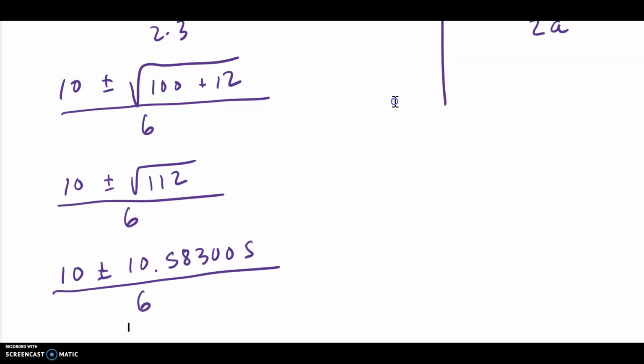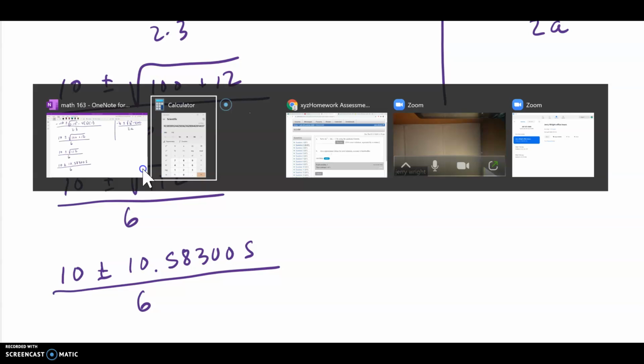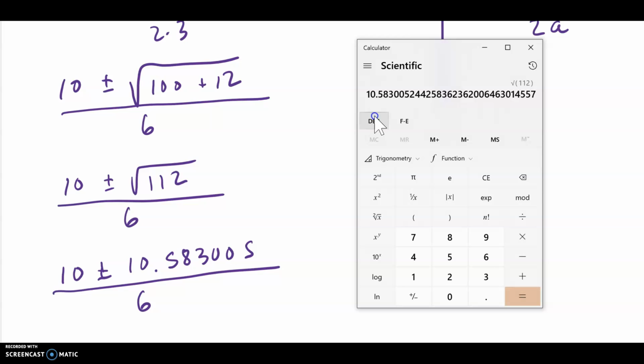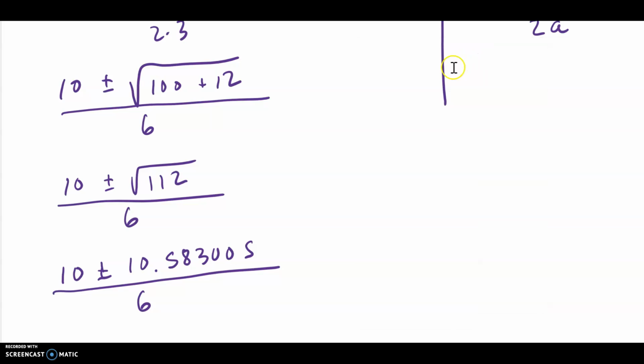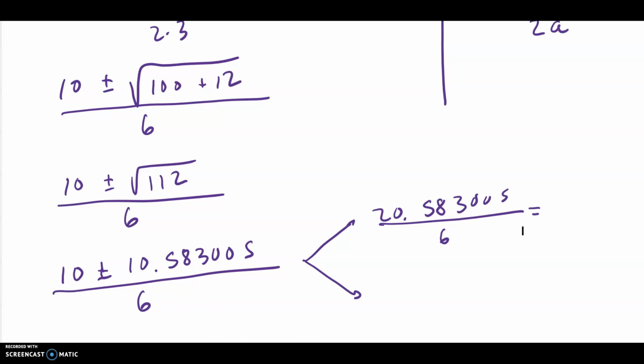Okay, divided by 6. So that's an approximate solution to the square root of 112. Let me just make sure I got that copied right, just to be safe. 10.583005. Yeah, that's right. Okay, so now this is two different answers. This is 10 plus 10.58, which would be 20.583005 divided by 6. And then let's just do that on our calculator.